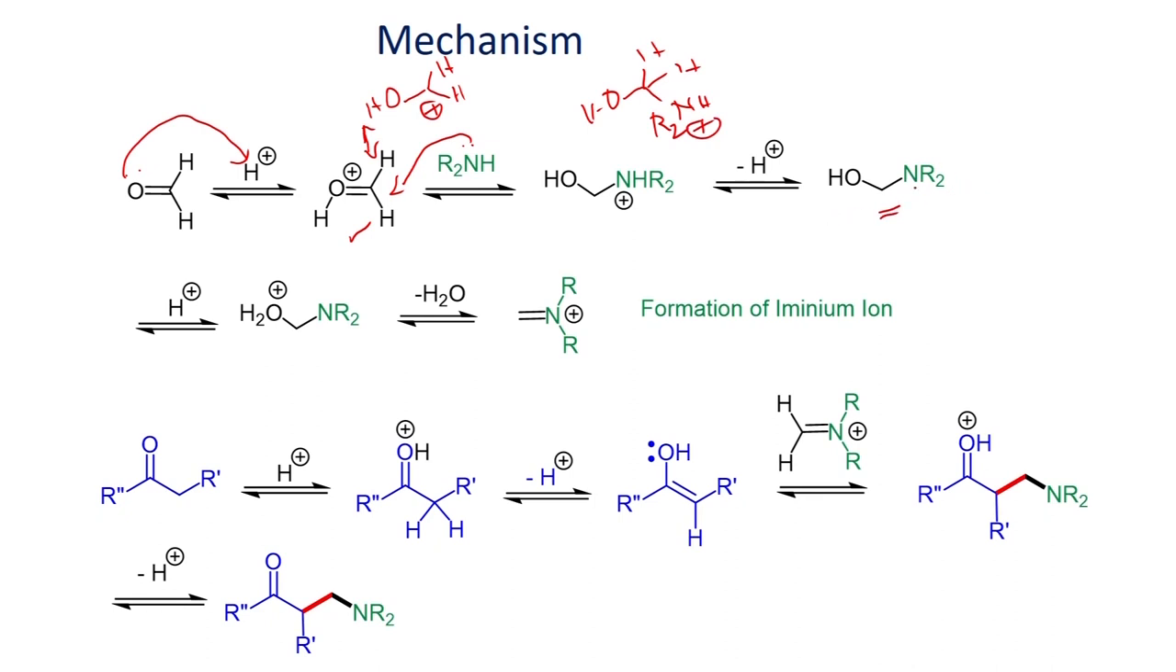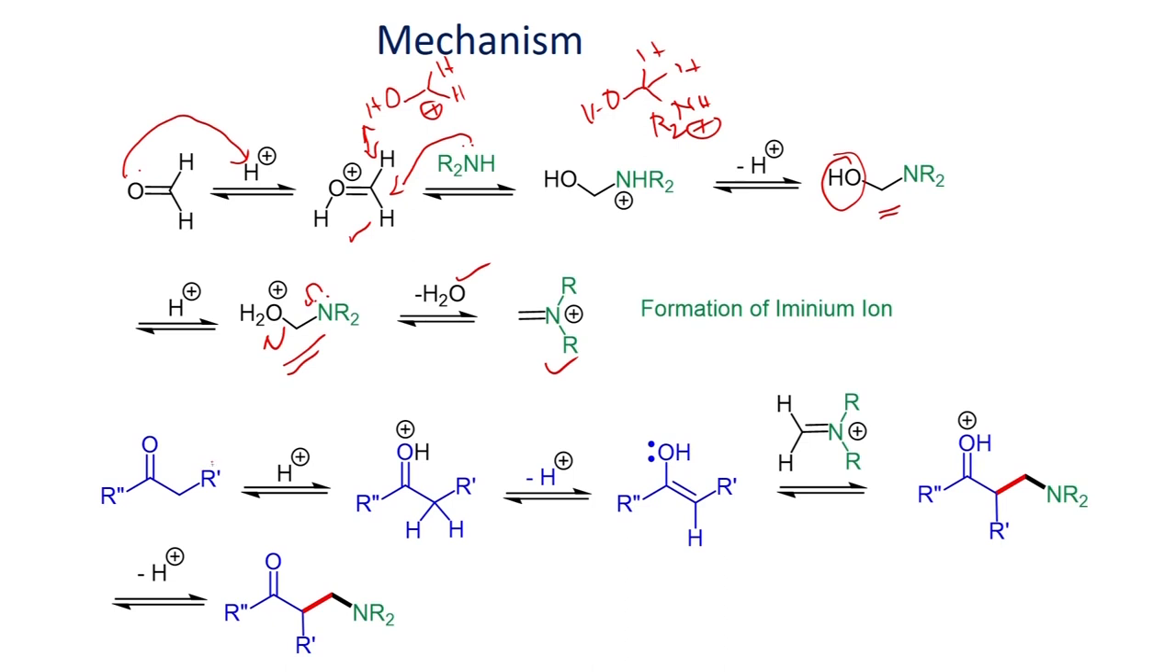Since we carry out the reaction in the presence of catalytic amount of acid, protonation of the hydroxy group can give this hydronium ion species which can lose a water molecule to give this iminium ion which acts as electrophile in Mannich reaction.